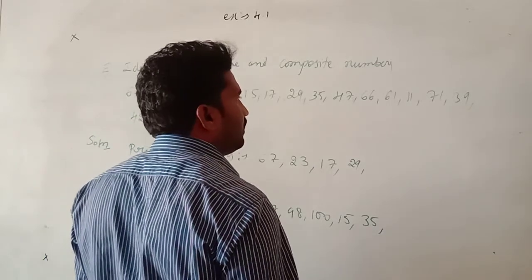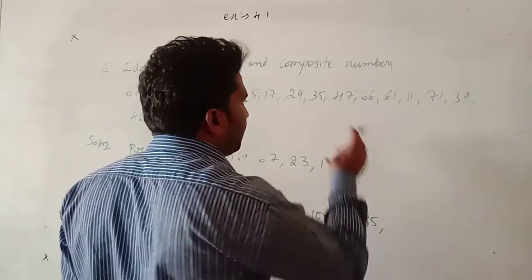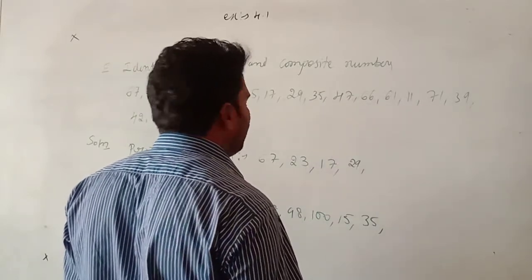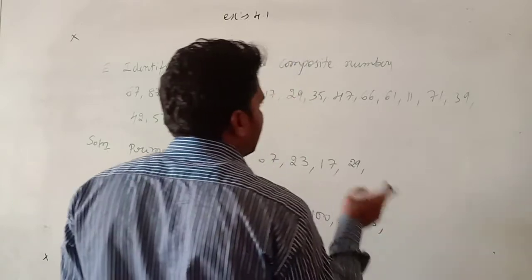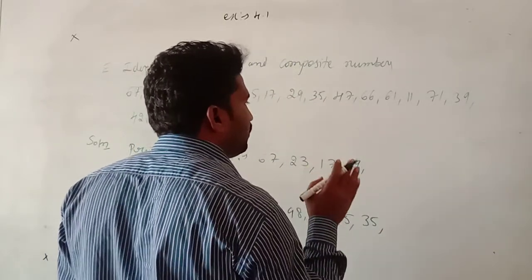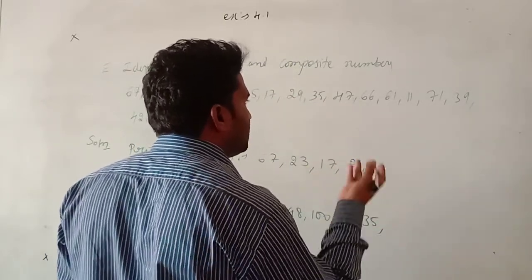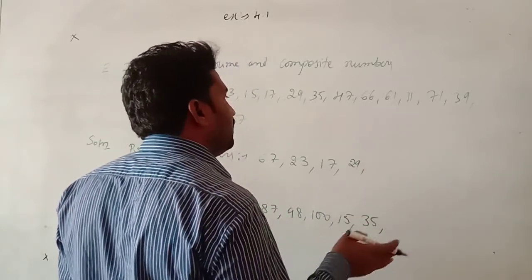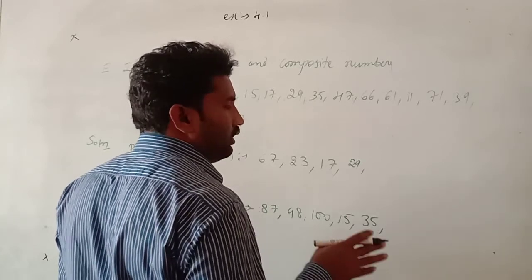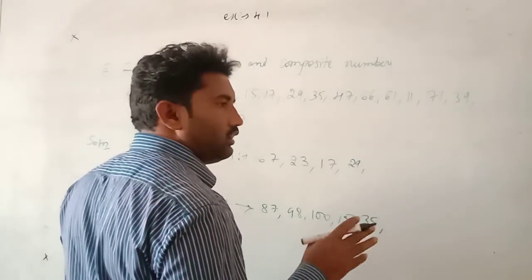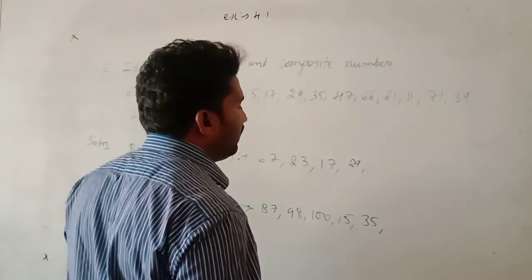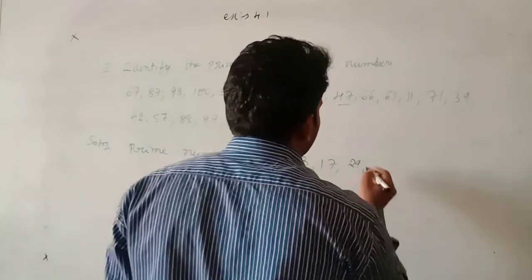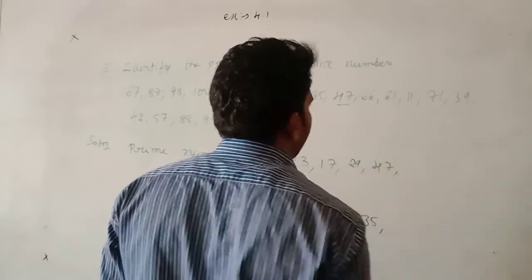47. 47, sum of digits 4 and 7, so it is 11. So it is not divisible by 2 or 3. It means it is not divisible by 2 and 3. I am not saying it is not divisible by other numbers, okay, if the number is not divisible by 2 and 3, I am not saying it is not divisible by others. So 47 is not divisible by any number. So it is a prime number.